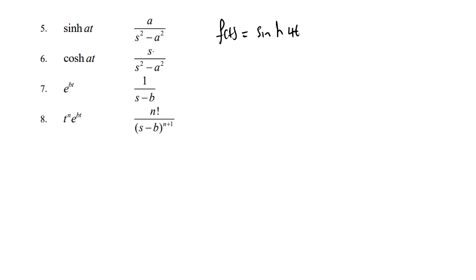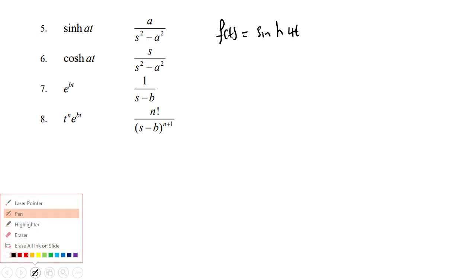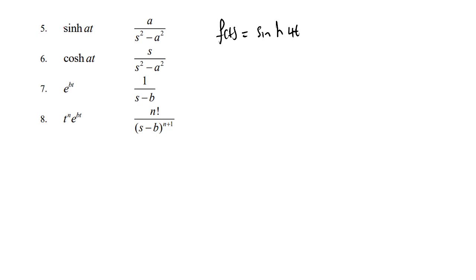and you are required to take the Laplace of this. First thing first, you need to identify the value of a. If you look at this rule number 5, a is the argument of sine hyperbolic, not sin, is sine hyperbolic. The h stands for hyperbolic, sine hyperbolic. You need to look at the argument of sine hyperbolic, and in this case you can see that the value of a is equals to 4.